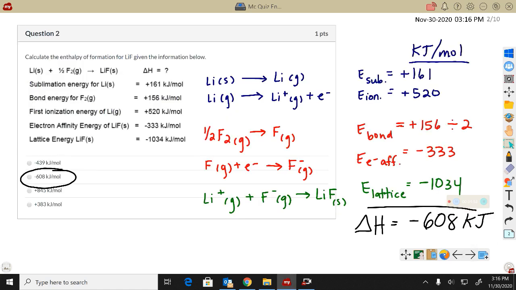All right, now here is a calculation that I could do. Now, this one, obviously, you can use your calculator because the numbers are a little bit funky. Nowadays, if they gave this to you in a multiple choice question, they're just going to round the numbers and they'll say, like, sublimation energy is maybe like 160, and maybe the lattice energy is negative 1000.